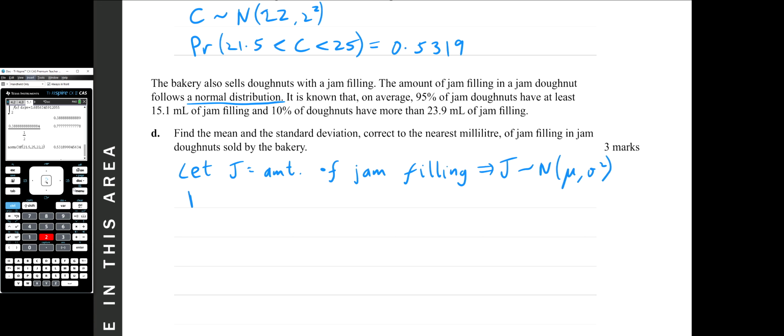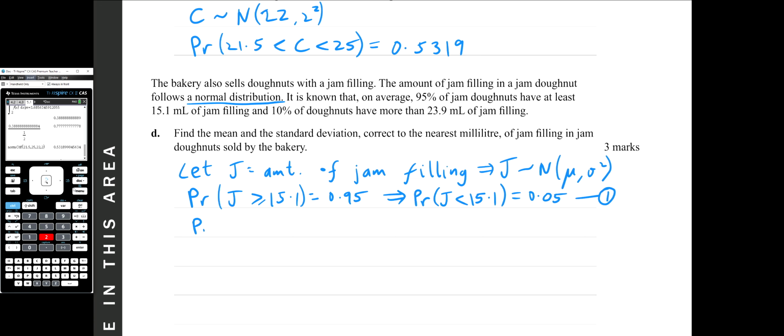So let's look at the information given to us. We are told that 95% of jam donuts have at least 15.1. So the probability that J is greater than or equal to 15.1 is equal to 0.95. Now, because we are eventually going to use inverse normal, we need to convert the greater than to a less than. So that is the probability that J is less than 15.1 is equal to 0.05. I'm going to call that equation 1.